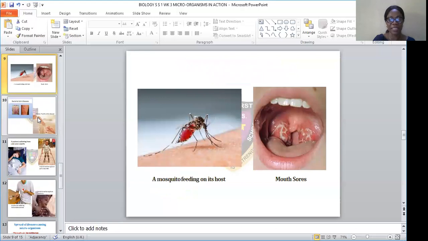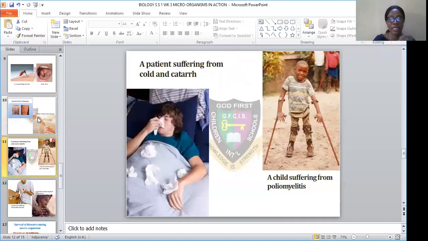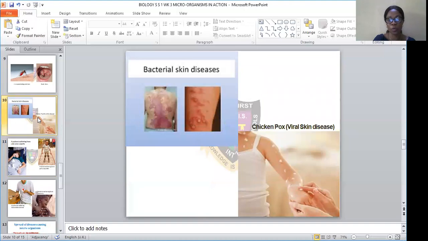That's a picture representation of a mosquito feeding on its host. Female Anopheles mosquito feeding on its host, which results in malaria. We can see mouth sores or thrush. Like I said, it's either a fungal or bacterial infection. Also, we see patients suffering from cold and catarrh. A child suffering from poliomyelitis, bacterial skin infection. We can see chicken pox. It's a viral skin disease which normally occurs in children, especially the little ones.